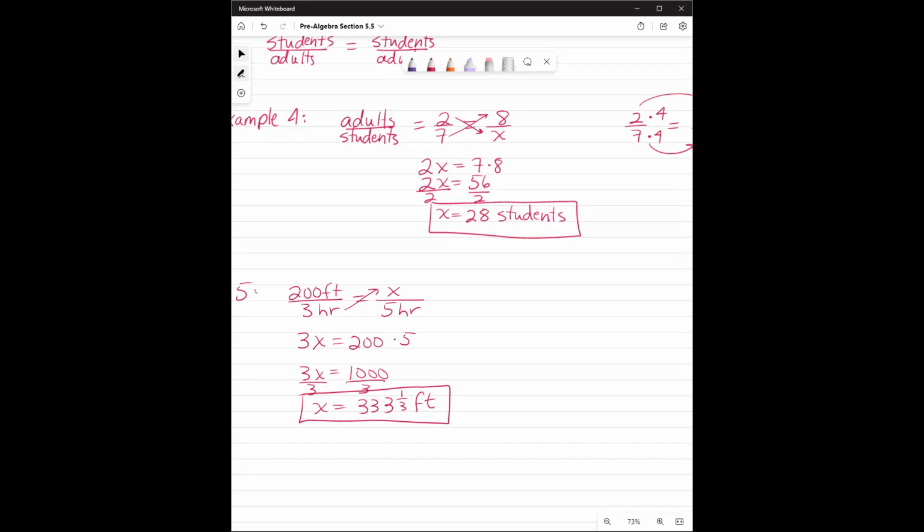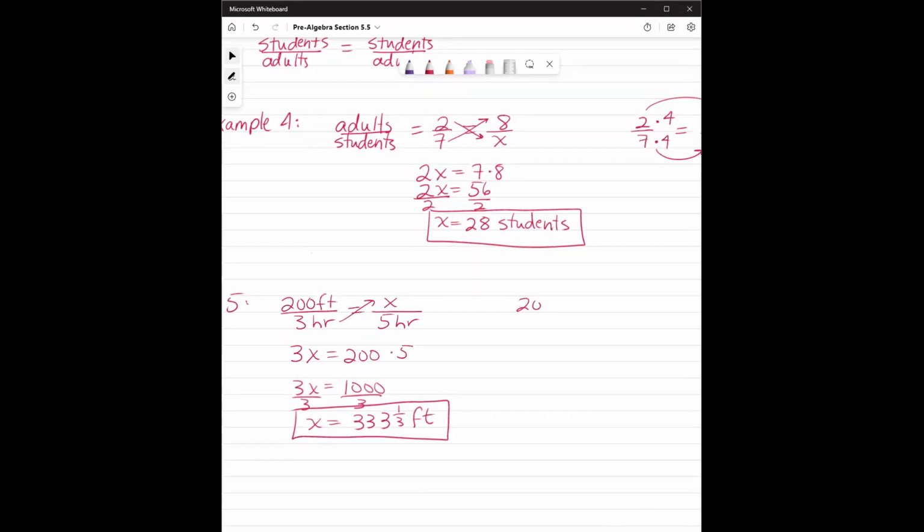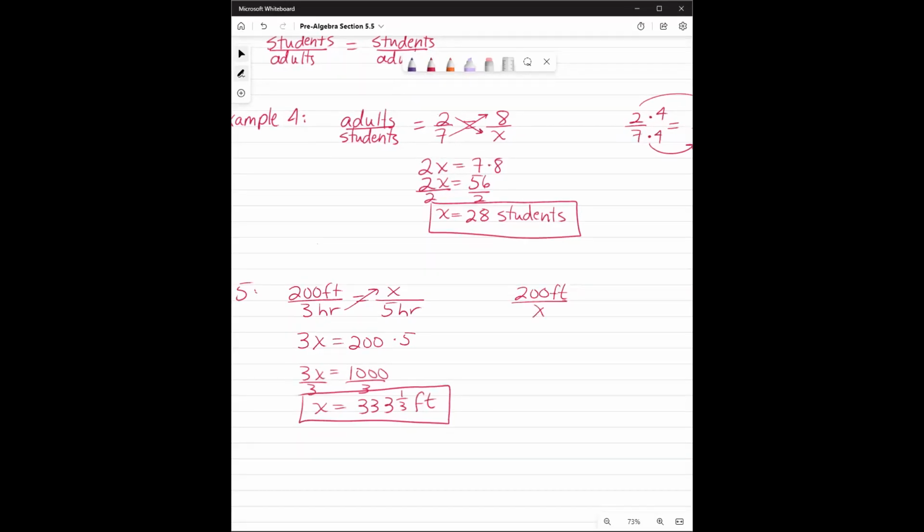You also could say that 200 feet is to some unknown number of feet as 3 hours is to 5 hours. And if you do that, you see that you still get the exact same equation, right? This one's 3x equals 200 times 5. This one, that's the same thing. You get 3x equals 200 times 5. So as long as they still end up being the same equation, you're going to end up with the exact same answer. So you end up with 333 and a third feet.